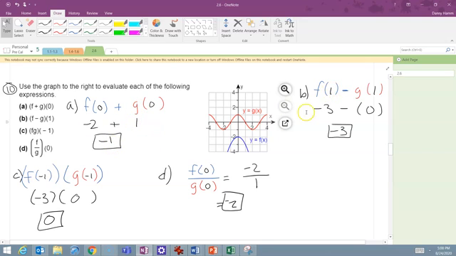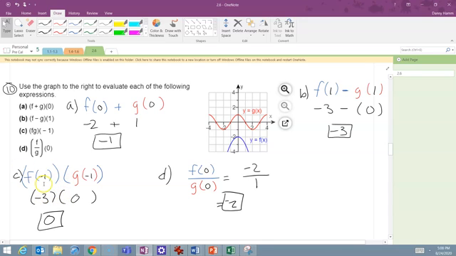Here, my x value is 1. I go to 1. What am I on the blue graph? I am at -3. That's where this comes from. I am subtracting my value here. I am at 1. I am at 0 for my y on that particular graph. And when I combine those, I get -3.